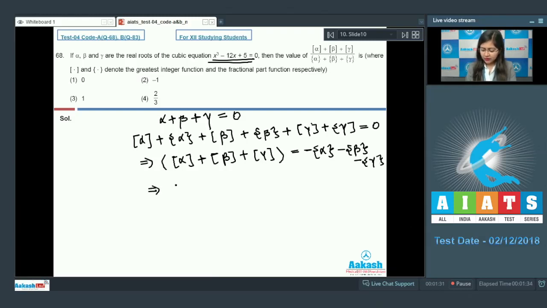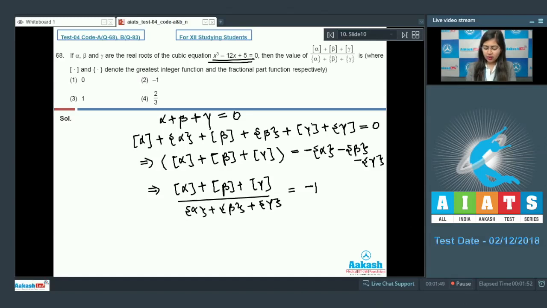That is, the value of the required expression, GIF of alpha plus GIF of beta plus GIF of gamma upon fractional part of alpha plus fractional part of beta plus fractional part of gamma, will be equal to minus 1. Hence, the correct answer will be option number 2.